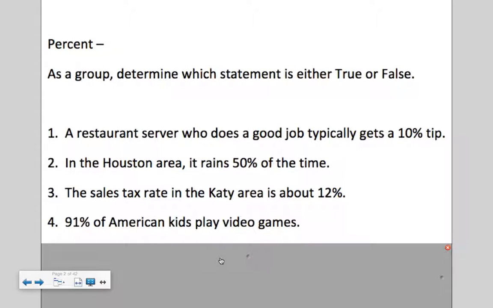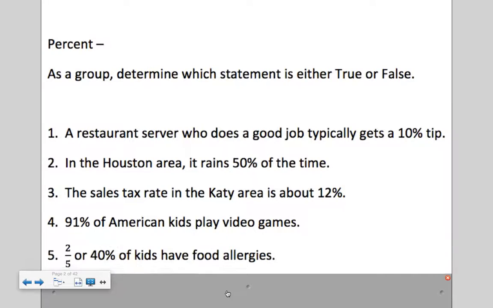Number 4, 91% of American kids play video games. That's almost all of them. That's highly likely, most kids. I believe that's true. 2/5 or 40% of kids have food allergies. I know I have food allergies. I think that is true because I've heard that is a growing problem in America.